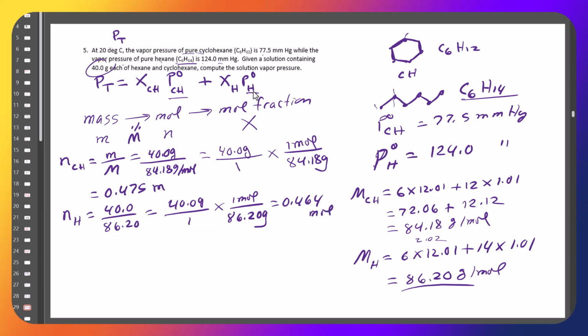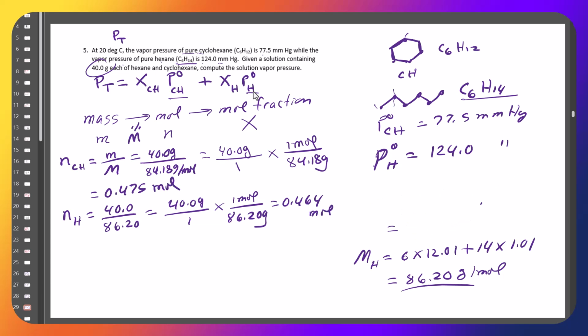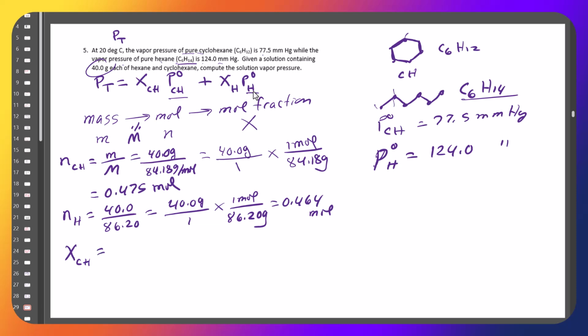Suppose I should tack units on there. Next, we can compute mole fractions. The mole fraction of cyclohexane is going to be the number of moles of cyclohexane over the total number of moles of cyclohexane plus moles of hexane. Plugging in numbers, that's going to be 0.475 over, that sum gives us 0.939.